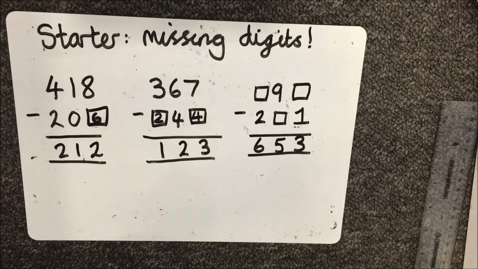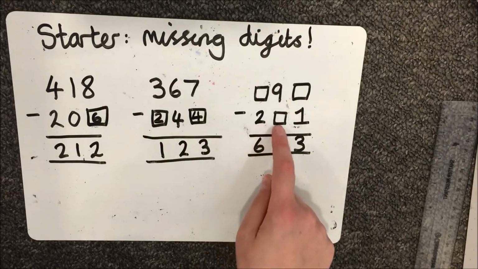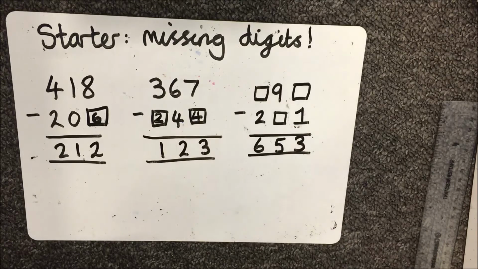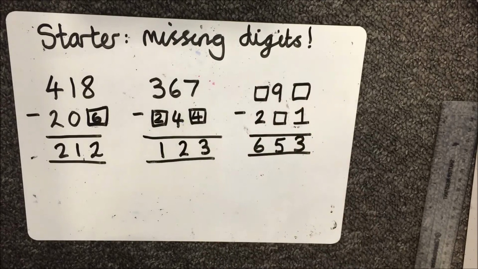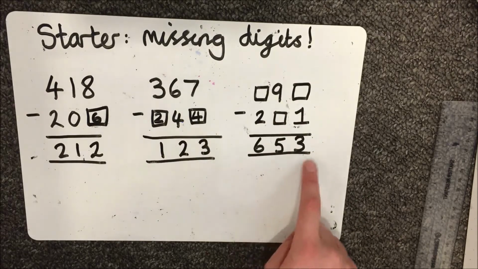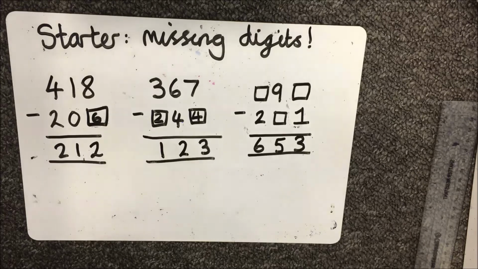Have a go. It's hard as we've got something in 90 something, take away 200 and something 1. What's missing this time? That's right, our hundreds and ones from our top number and our tens from this number. And our answer is 653. Pause the video and have a go at doing it yourself. Really challenging. Ready to go through it together?